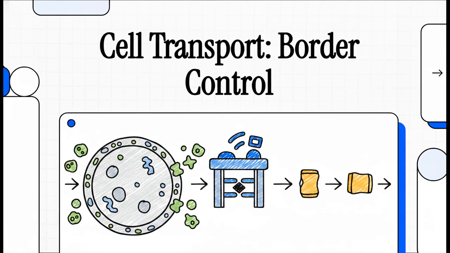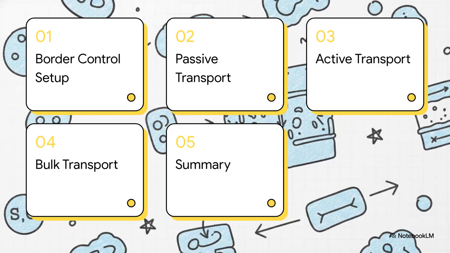Welcome to the Explainer. So, today we're diving into something that is literally keeping you alive as you hear this. Think of your cell membrane as a hypersecure, bustling microscopic border control. It's the ultimate gatekeeper, deciding exactly what gets the VIP treatment to nourish the cell and what gets kicked out as waste.